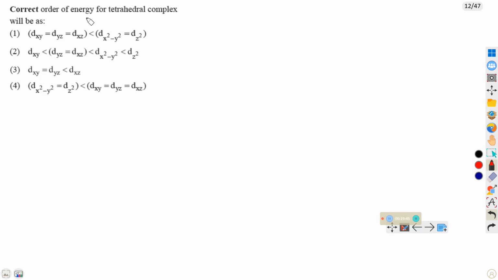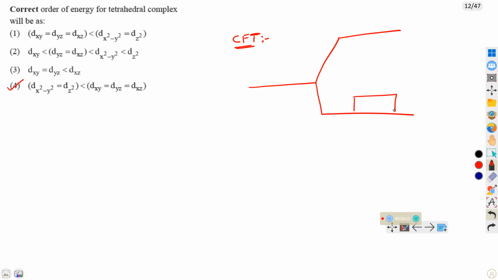Correct order of energy for tetrahedral complexes. The correct order of energy for tetrahedral complexes is the fourth one. We know that according to crystal field theory, the d subshell is divided into two sets of orbitals. One is e, and the second one is t2g.